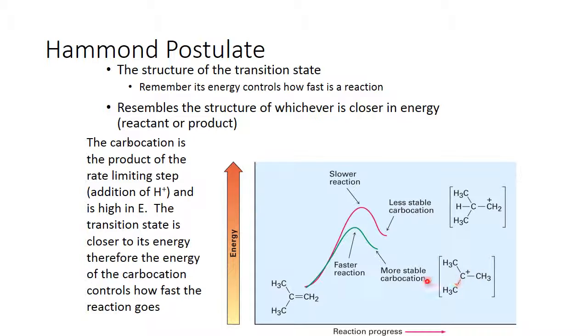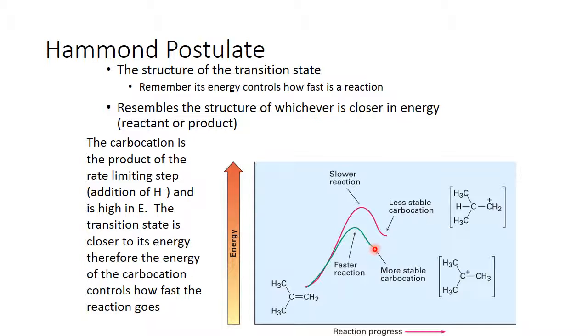Because this one's more stable, the transition state will also be lower then, because the energy of the transition state is closer to whatever it's closer in energy to.